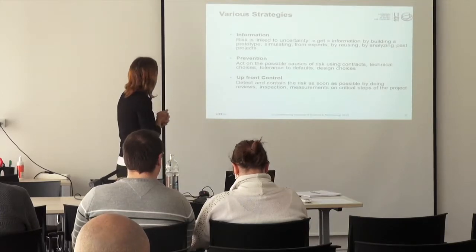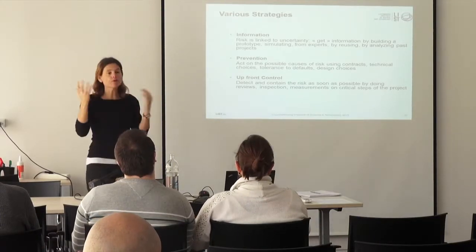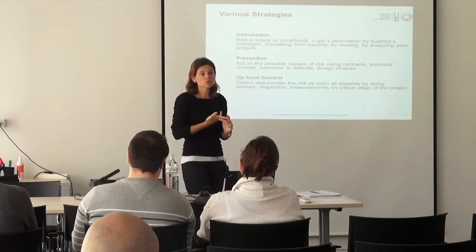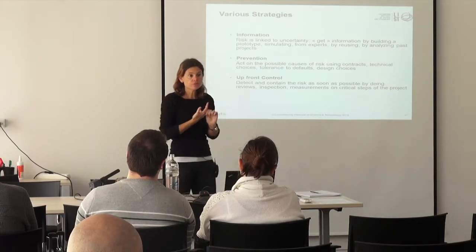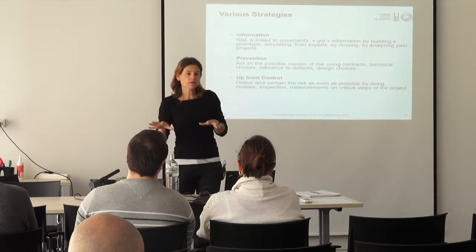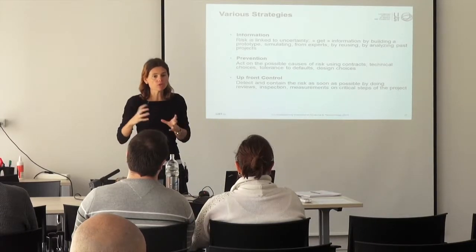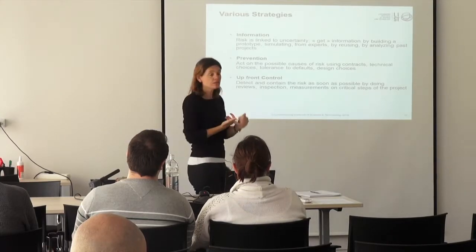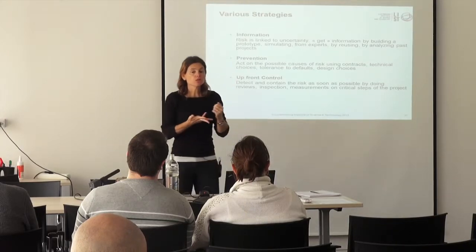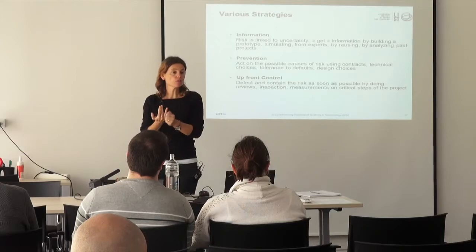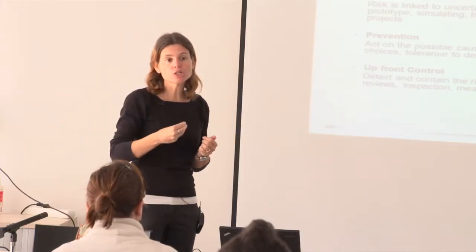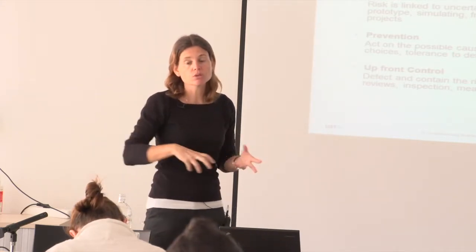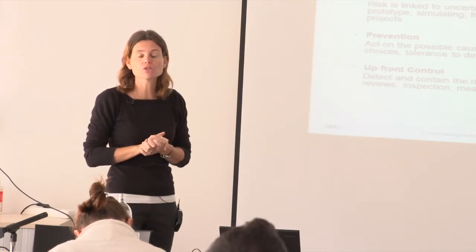Okay, so there are different strategies. So again, another way of looking at what type of actions you could do. Risk is linked to uncertainty. So if you have areas where you are not sure about how it's going to happen, then you invest in information, meaning you buy information, you buy expertise, you get some consulting. So you try to find the information so that you can reduce the amount of uncertainty, and then the risk will be reduced. So it's one way of looking at some actions you could do.